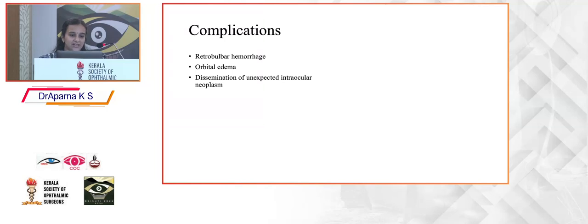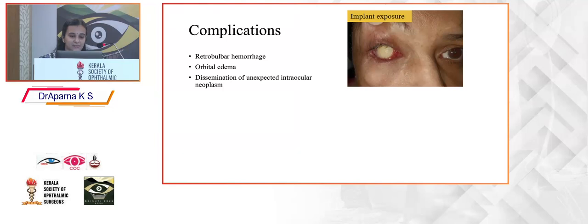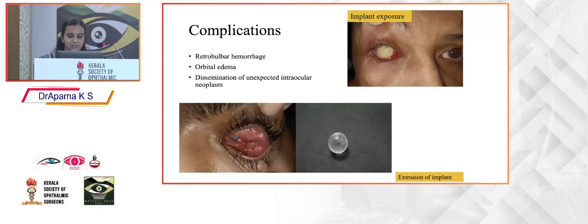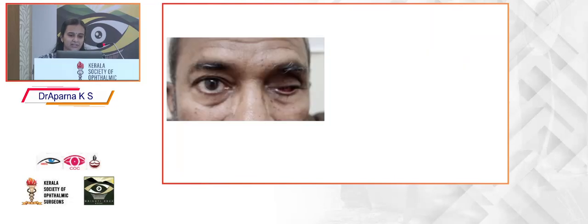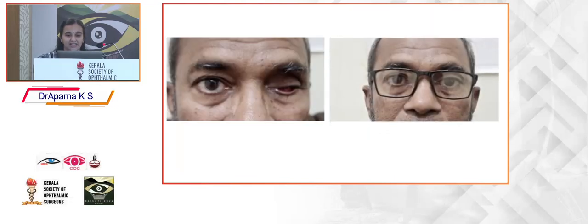Complications of the procedure are retrobulbar hemorrhage, orbital edema, dissemination of unexpected intraocular tumors, implant exposure, implant extrusion. Then at the end of 6 weeks, we placed a custom fit prosthesis for the patient, and this is the final appearance. Thank you.